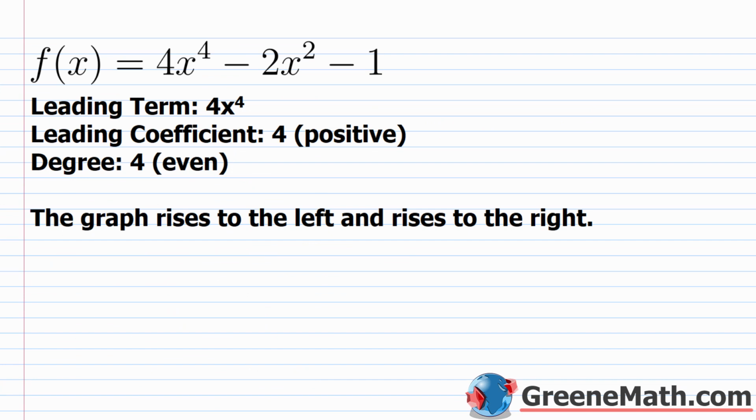All right, let's look at some examples of this one. So f of x equals 4x to the fourth power minus 2x squared minus 1. Well, the leading term here is this 4x to the fourth power. The leading coefficient is 4, which is positive, and then the degree is also going to be 4, which is even. So for this one, again, you could just think about f of x equals x squared. That guy looks like this. So we know the graph rises to the left and rises to the right.